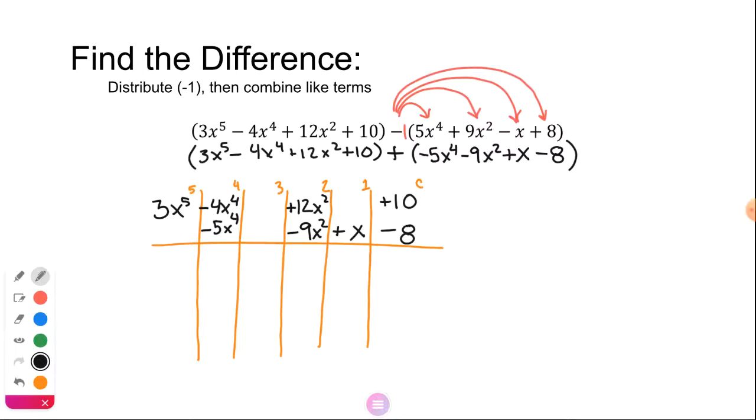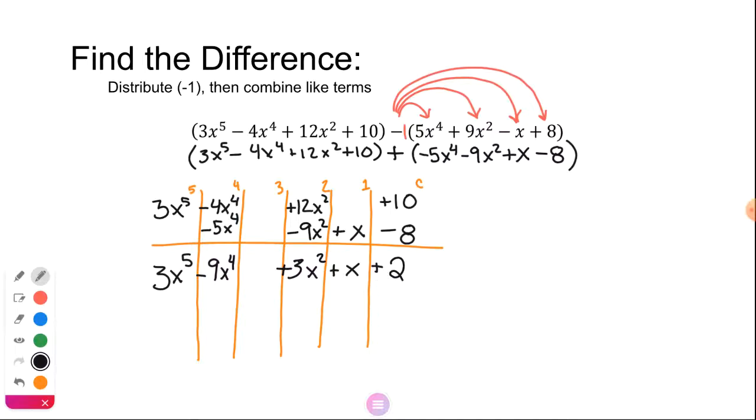So we get 3x to the fifth plus nothing, so 3x to the fifth. Negative 4x to the fourth plus a negative 5x to the fourth gives us a negative 9x to the fourth. We don't have any cubed terms, so we're going to skip that one. Our squareds, we have a positive 12x squared plus a negative 9x squared, so that would be positive 3x squared. Our x values, we have just the 1, so plus x. And then our constants, we have 10 minus 8, which is 2.